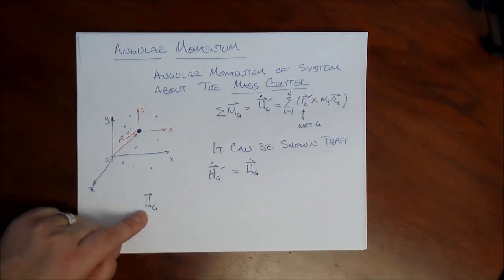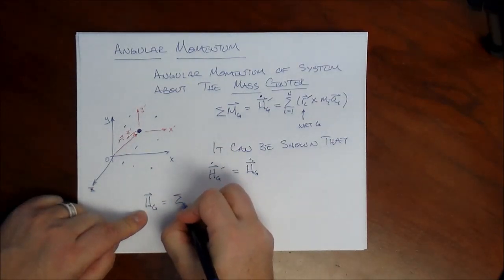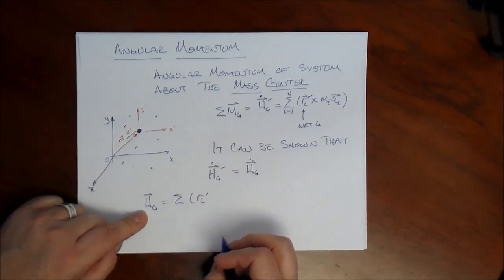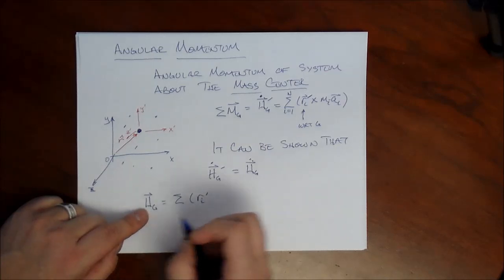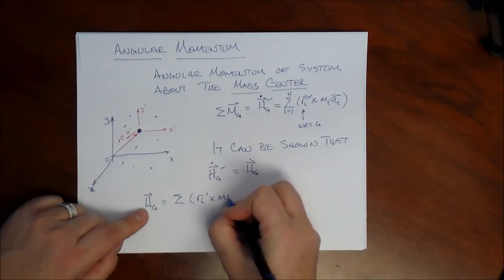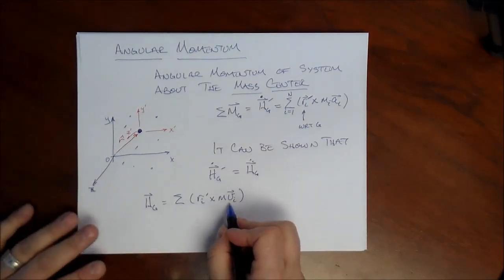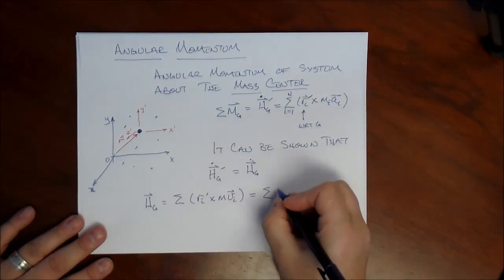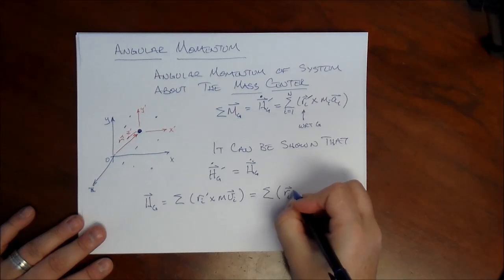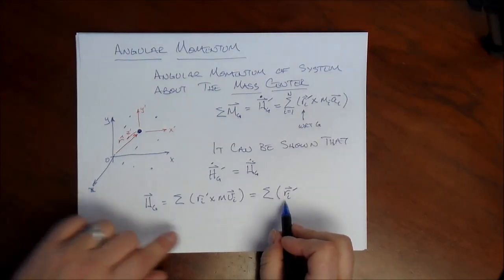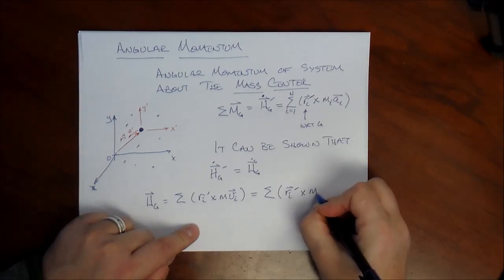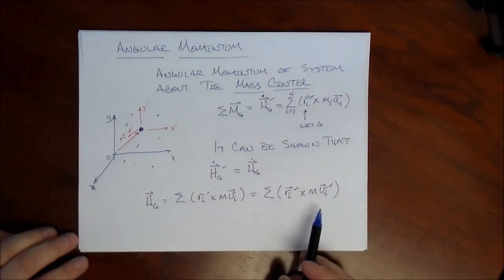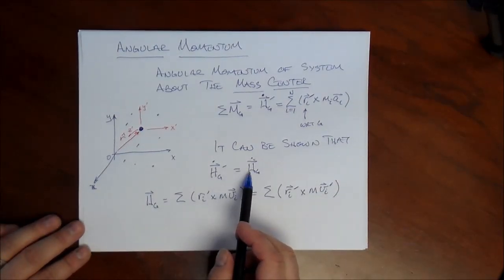Okay, so the angular momentum with respect to G is equal to the sum of all r sub i primes, right? So I'm taking the moment with respect to G cross with the momentum. In this case, the momentum is in the absolute frame. And this is equal to the moment taken with respect to G, so that hasn't changed, cross with the linear momentum of each particle in the reference frame attached to G. So that's the subtle difference that this equivalency is telling us.